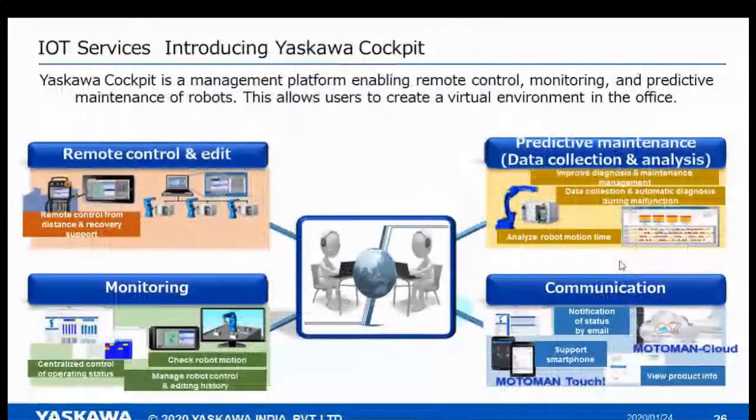This is how our IoT services for robotics work. Sitting in a central place, we can check all the robot data collection and analysis, and predictive maintenance activity. Communication happens via different Yaskawa protocols like Motoman Cloud, Motoman Touchy, and different apps we have established. Monitoring is completely centralized: control, operating status, checking the robot motion, reachability, everything we can do in our IoT software.